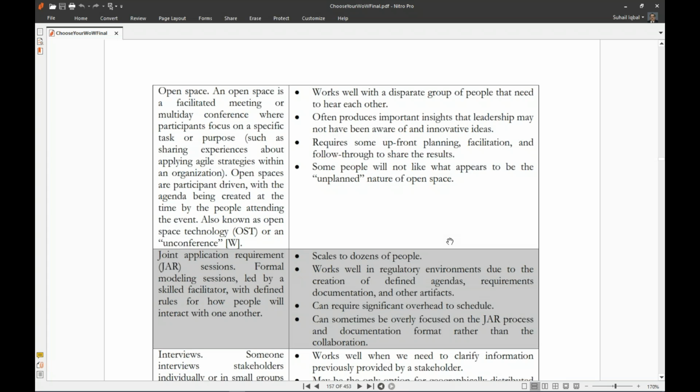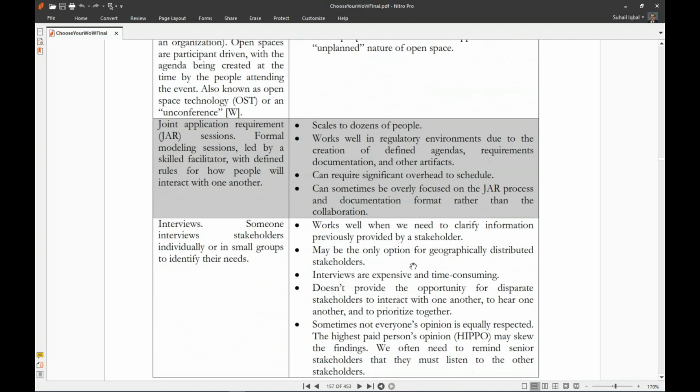Works well with a diverse group of people that need to hear each other, and often produces important insights that leadership may not have considered. Requires little upfront planning, and some people will not like the unplanned nature of open space.